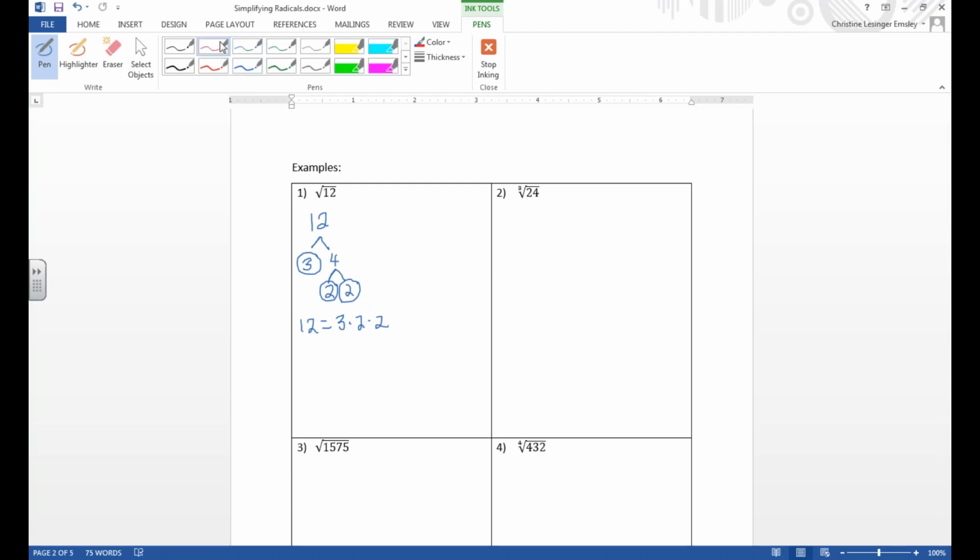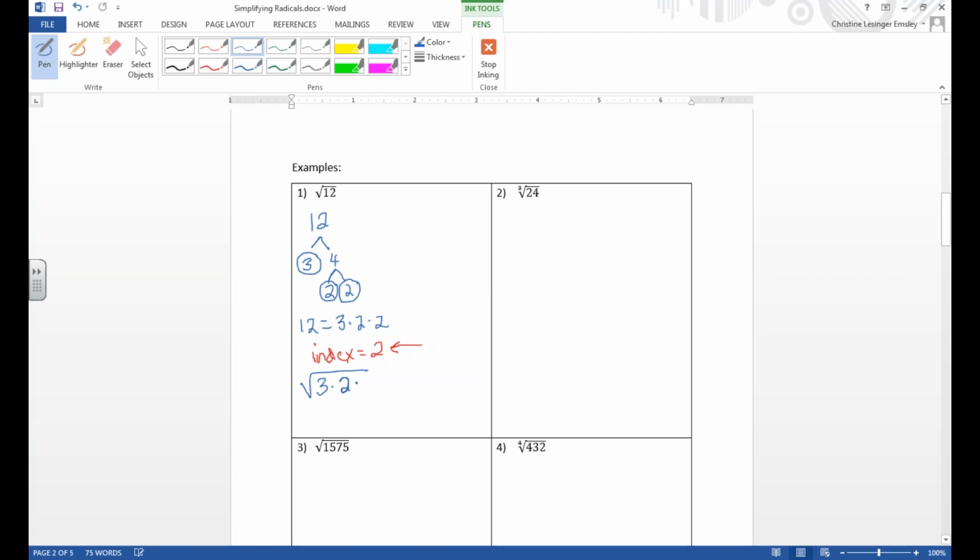Next up, what is the index for this specific problem? Again, that's going to be the easiest thing to determine. The index in this case is equal to 2. Because there is no index, we know it's a square root. And that index tells us how many pairs of values need to be present underneath the radical symbol before they can come out of the radical symbol. Okay, how many copies of a factor do we need to see in order to pull it outside of the radical?